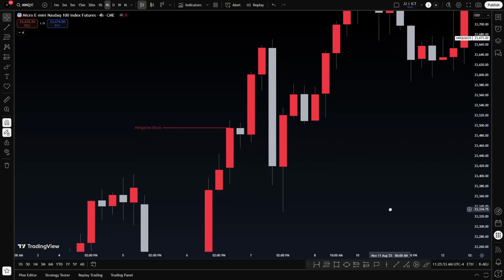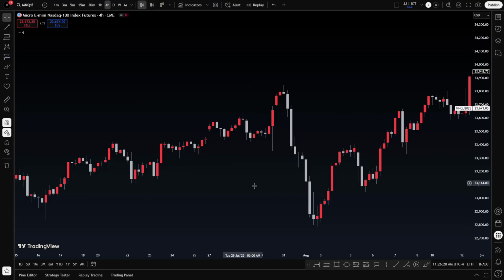So what would cause this mitigation block to be disrespected is the low of the actual up close candle, which is this right here. So we'll mark that as expected disrespect. If price breaks that low, the mitigation block is over with. If you entered off this mitigation block, you should then get out of your trade. Real simple, isn't it? Very simple. We're going to go over a couple more examples of this. This video is already 10 minutes long, so I'm not going to make this too long.